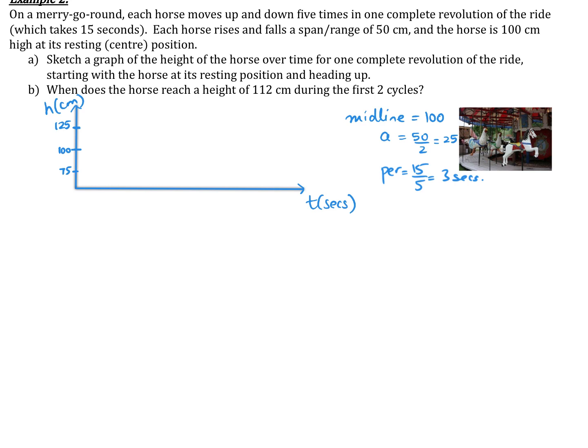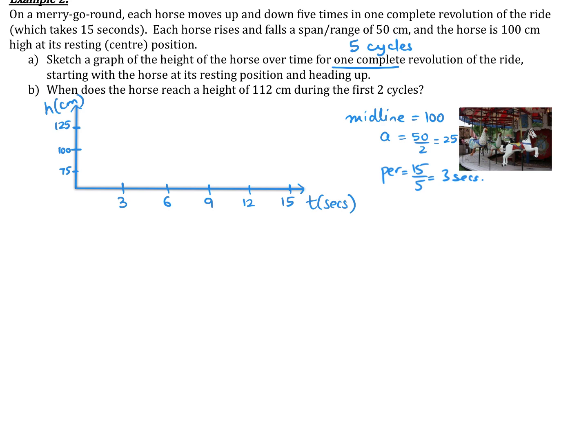Sketch a graph of the height of the horse over time for one complete revolution. That means we are required to graph 5 cycles, starting with the horse at the resting position and heading up. So I'm going to divide my x-axis into 5 parts: 1, 2, 3, 4, 5. And each of these parts represents 3 seconds. So 3, 6, 9, 12, and 15. So this would represent one complete revolution.